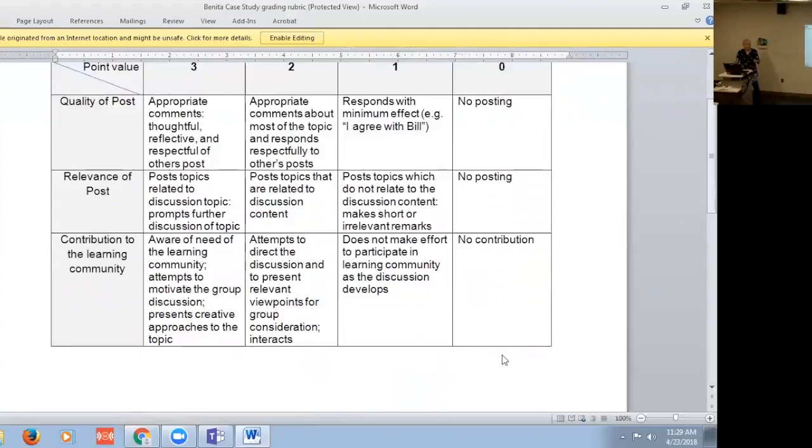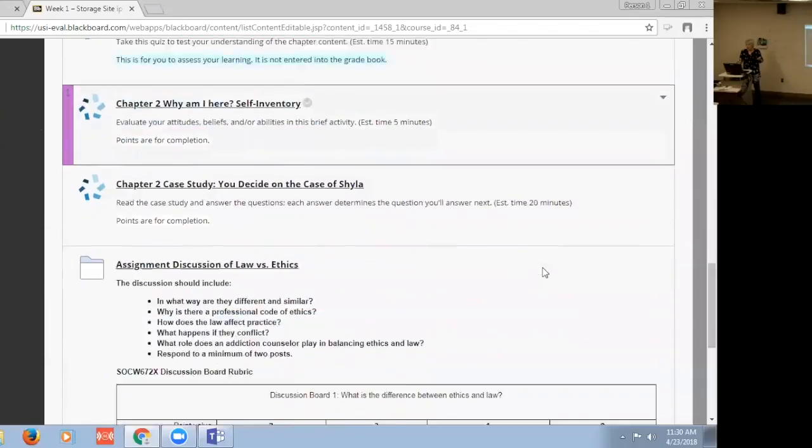What we're really looking for, because I did take most of this from somebody who's taught this class, is the quality of posts, not "I agree with Bill." The relevance and the contribution to the learning community. Are they helping other students get engaged? Are they interacting? Do they put out thoughts that people can respond to and react to? So that was very important in keeping this together.